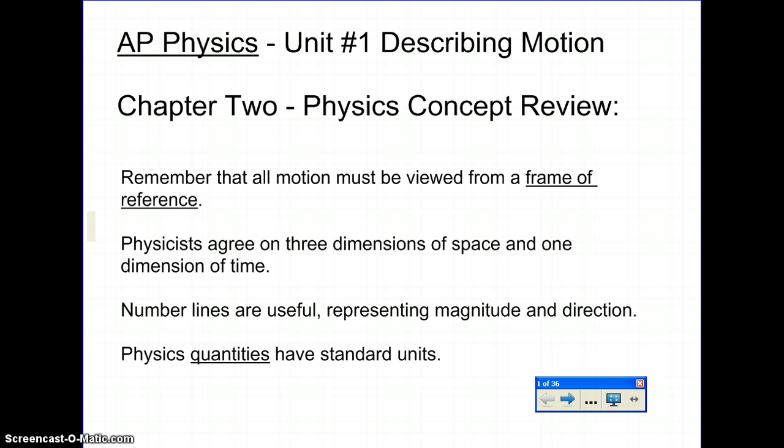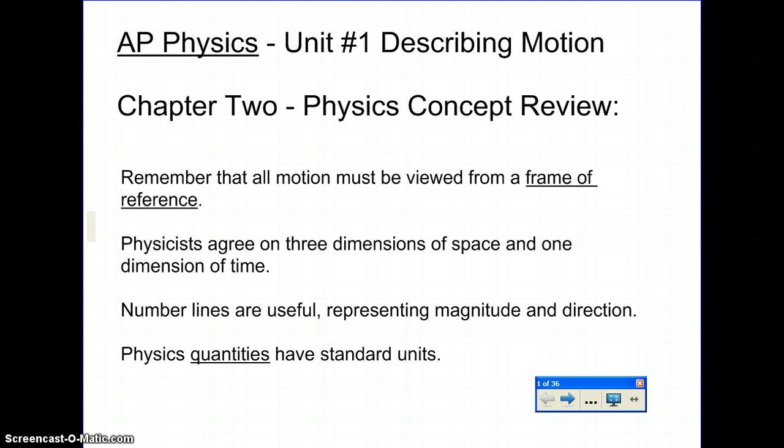Although you can print this entire note packet, and you should, from my website, I've decided to break this long 36-page note packet into smaller sections. So I'm going to go over the first 6 slides today, which is really a physics concept review for Chapter 2. So let's dig in.